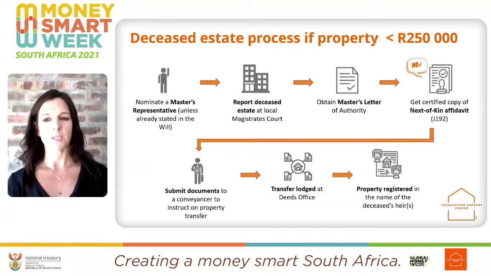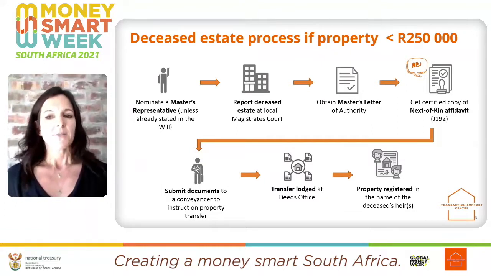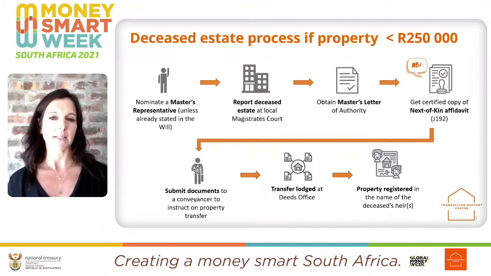It is very important that full disclosure is made in this document, because this J192 or next of kin affidavit is essentially the document that will ultimately determine which heirs get what. That next of kin affidavit needs to be requested from the master's office in a certified format. And once that document has been received, the master's representative can go ahead and instruct a conveyancer to attend to the transfer of the property.